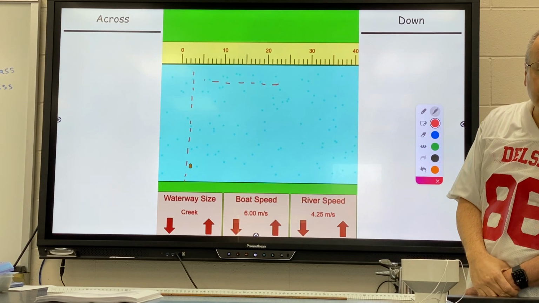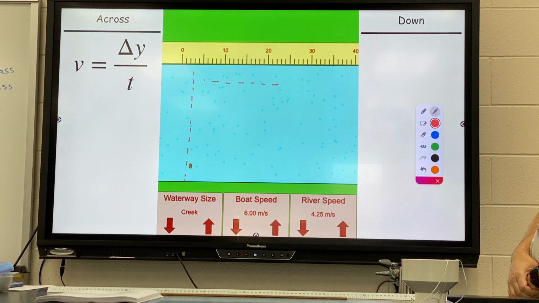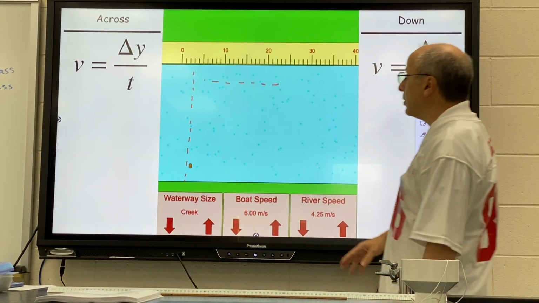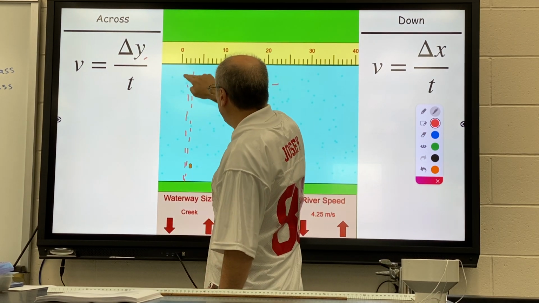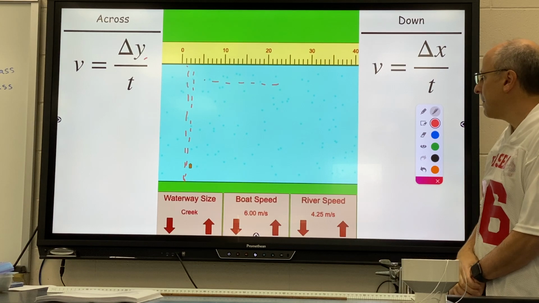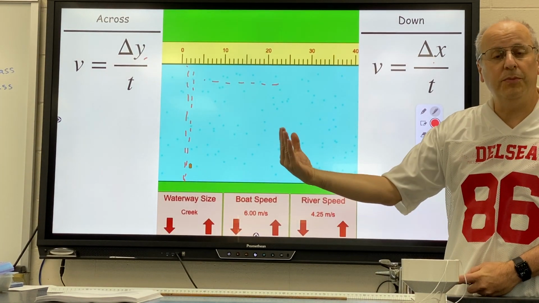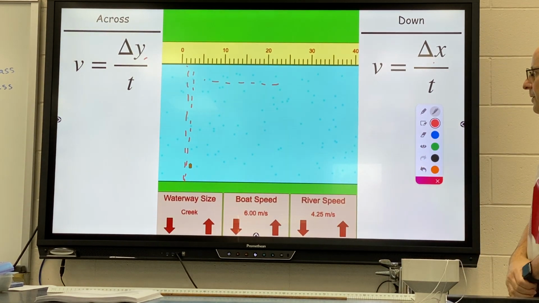Since there's no acceleration going on, we can use our velocity equals displacement over time on both sides. I'm going to call the across the river y, simply because it's going in the y direction. And I'm going to call down the river delta x, because it's moving horizontally in this version of our program.